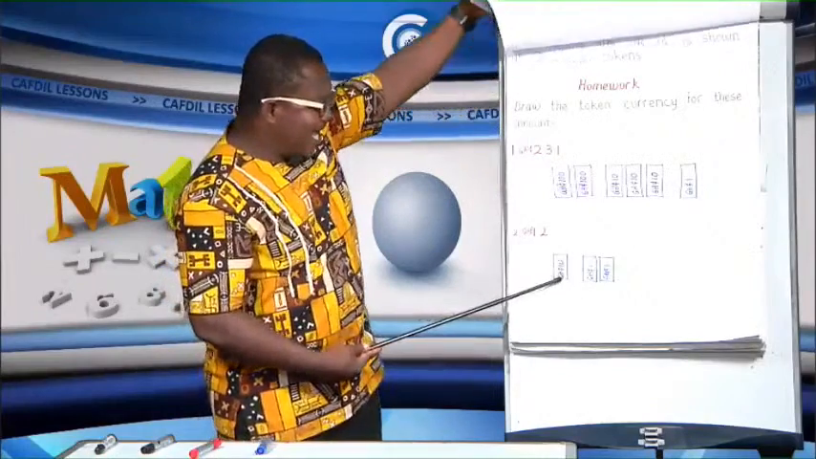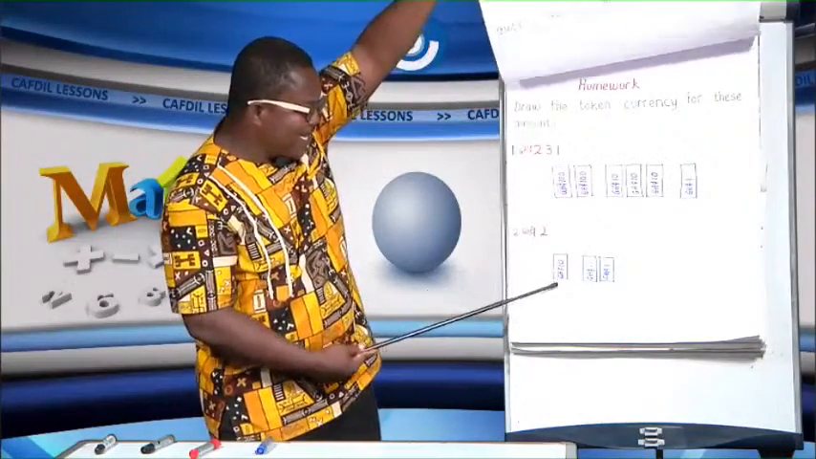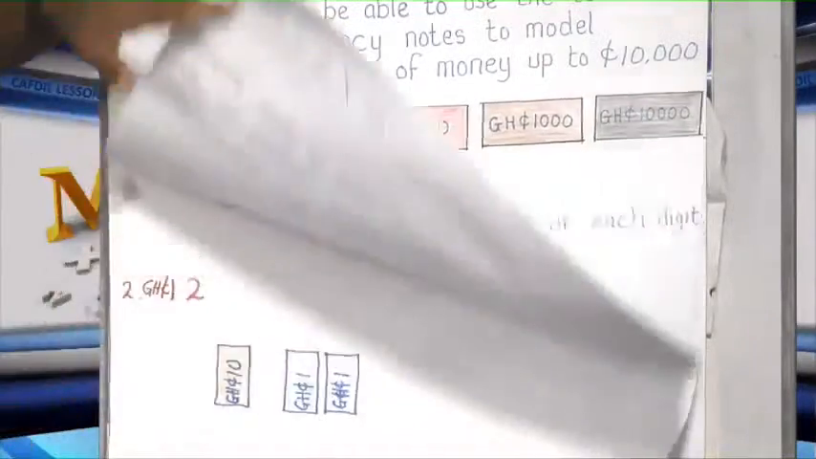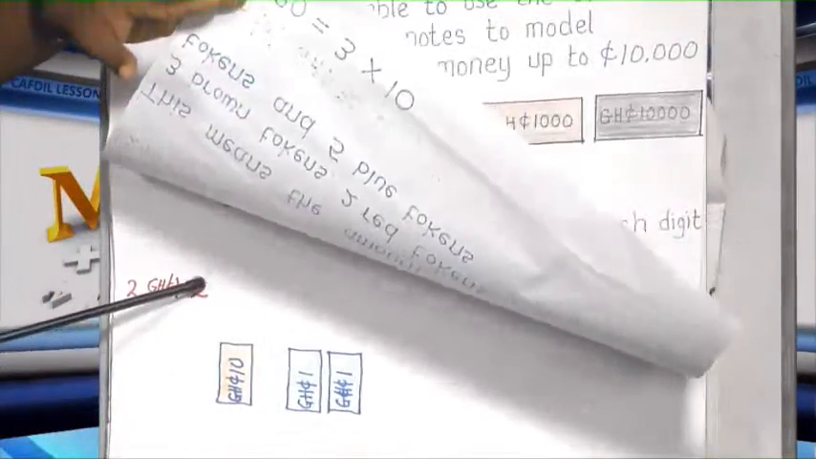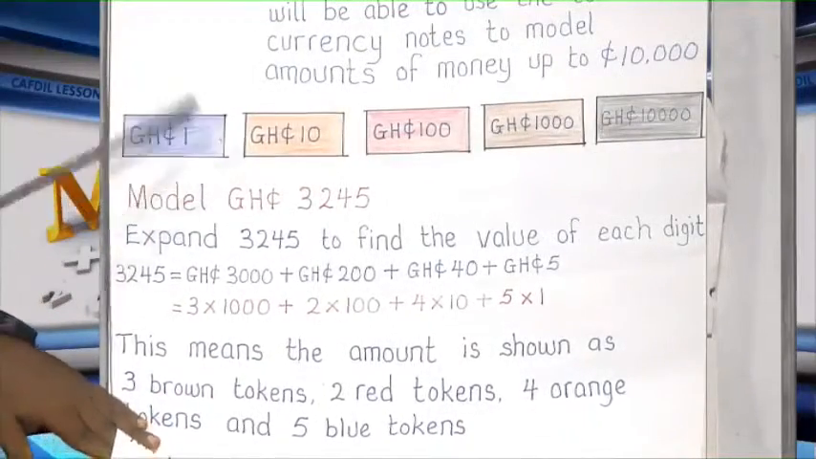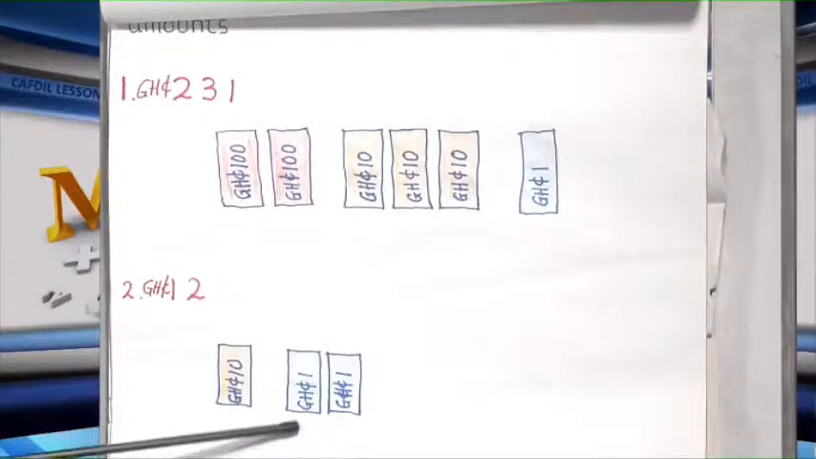Then when we come to the second one, it was 12 Ghana cedis. And 12 Ghana cedis, I have to pick 10 Ghana cedi, 1 of them. And 10 Ghana cedi was represented with yellow, orange, sorry. It was represented with orange token currency notes. So I have to pick only 1 of them. And then the 2 cedis. So we have 1 cedi here. Then I pick 2 of them here.